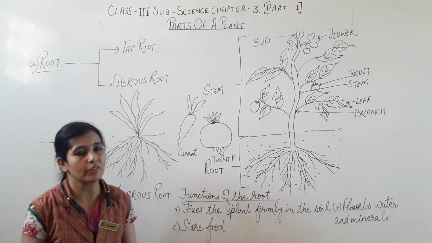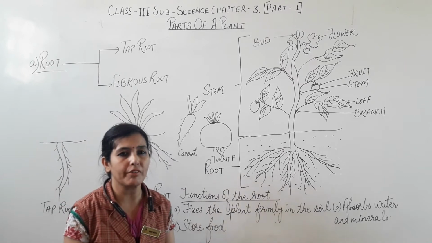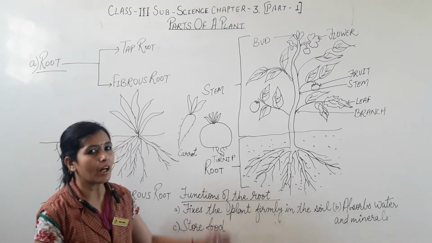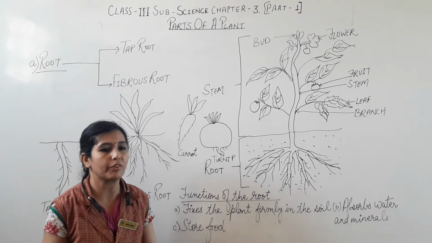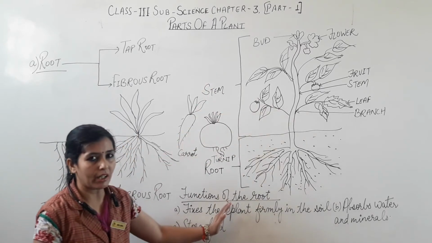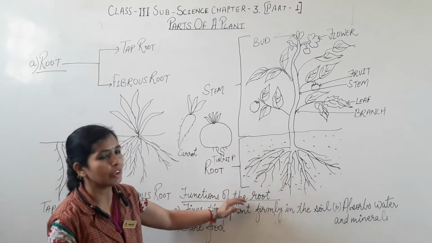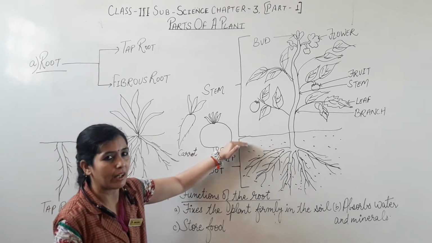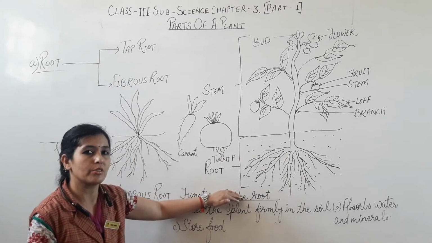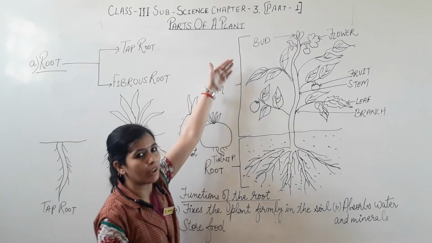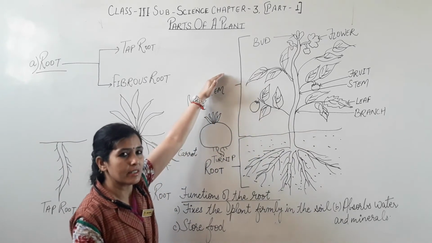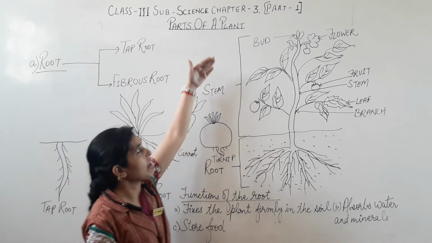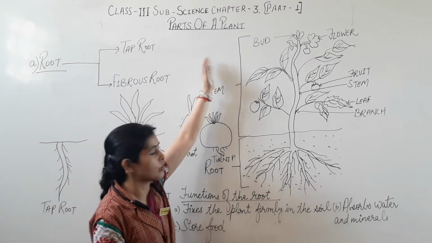Now we are going to study parts of a plant. Just as the human body has different organs that perform different functions, in the same way plants also have different parts and they perform different activities. Now if we talk about a plant, it is divided into 2 parts. The part of the plant which is below the ground is known as root, and the part of the plant which is above the ground, which you can see, is known as stem.